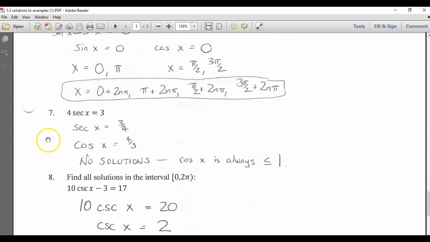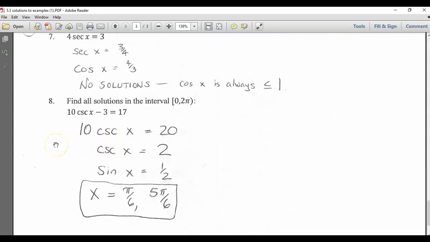Example number 7, 4 times the secant of x equals 3, divide both sides by 4, secant x equals 3 over 4, so the reciprocal, cosine of x equals 4 over 3, but that's impossible. The cosine always gives us a value that's between -1 and 1, so it can never be 4/3 because that's greater than 1. So this has no solutions because cosine of x always has to be less than or equal to 1. It can never be equal to a number like 4/3 that's greater than 1.